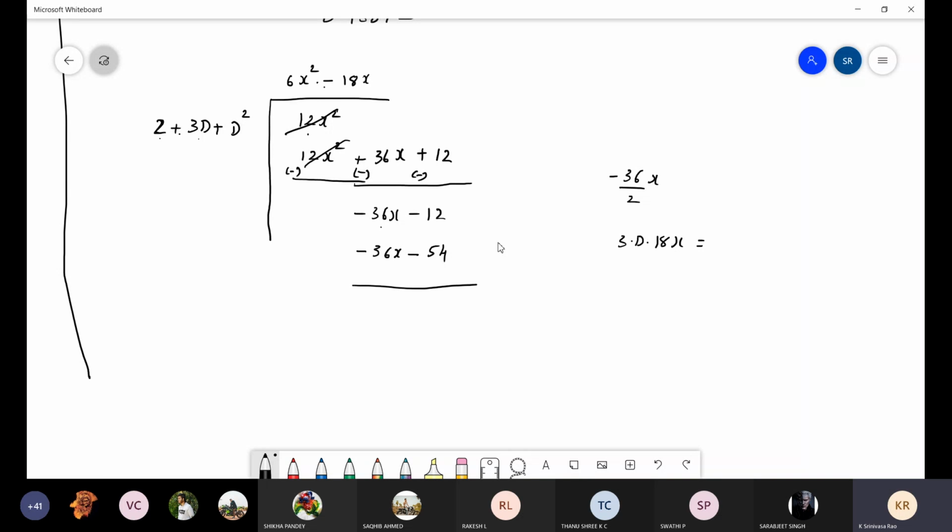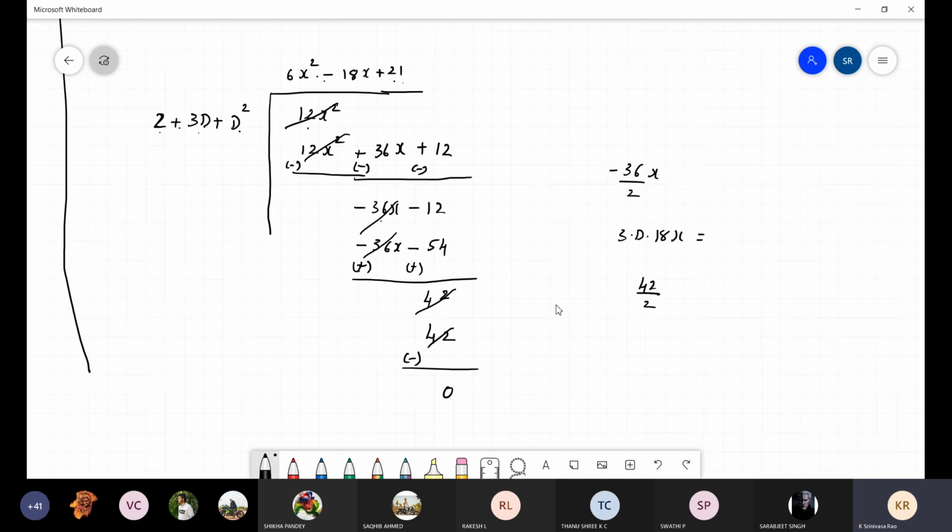No need to write. Now the same subtraction rule: minus changes to plus, and this is also plus. So 36 cancels. What is 54 minus 12? 42 with plus, correct? Now only one term left, 42 by 2, first term divided by first term. 42 by 2 is 21 with plus, because both are positive. Now if I multiply, you will get 42, and differentiation of 21 is 0. Double differentiation of 21 is also 0. Finally, subtraction rule, you cancel, you will get 0.